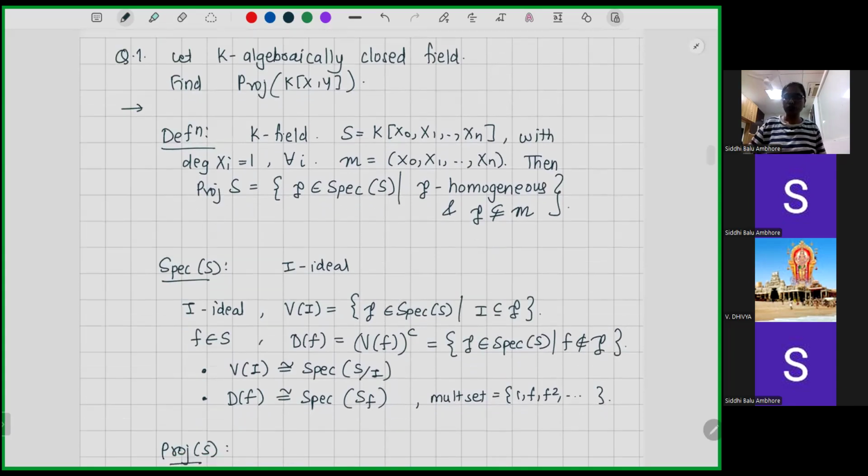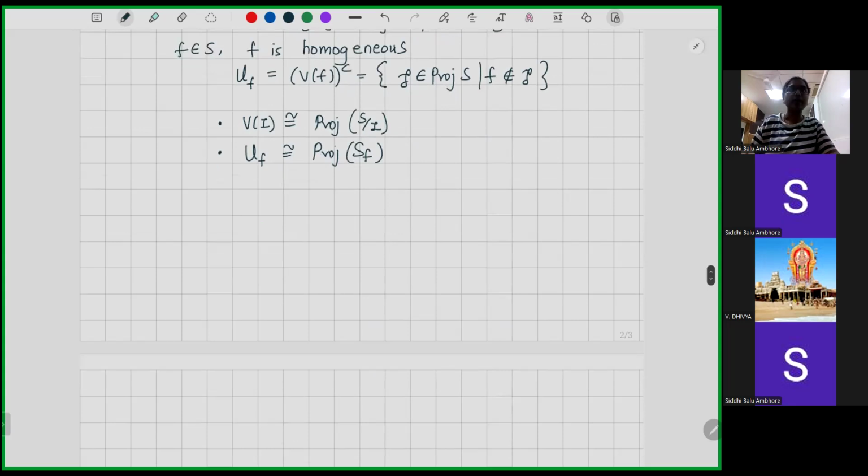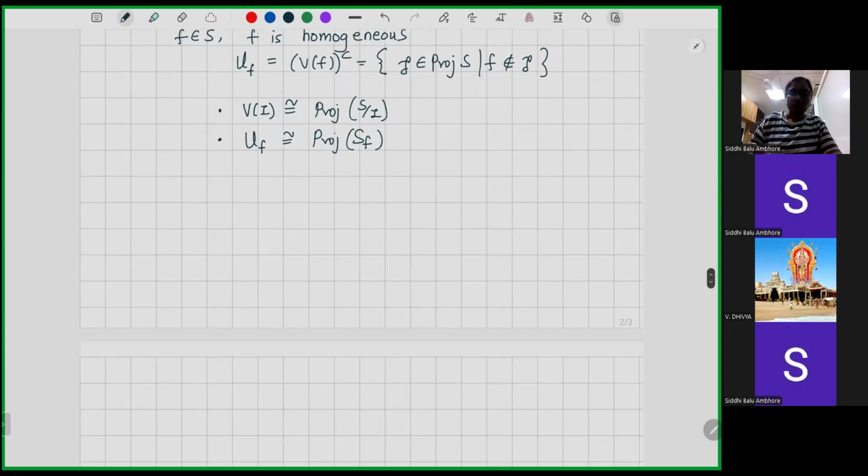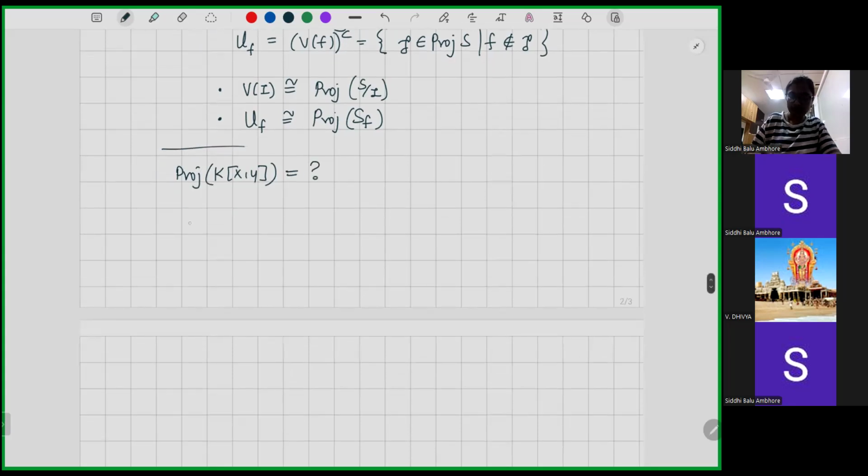We already know this. So now going back to finding Proj of K[x, y], we have to find this. What is this? We already know that the dimension of this K[x, y] is 2.